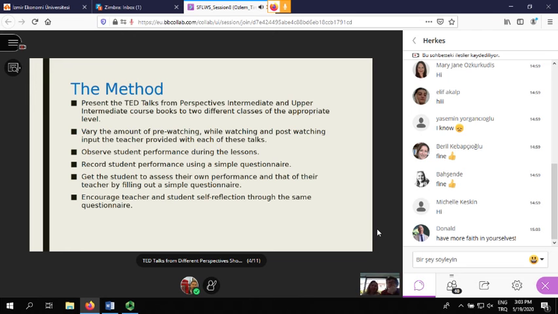Have more faith in your... Well, we've got enough faith in ourselves. Don't worry, Donald, but thank you for the comment.